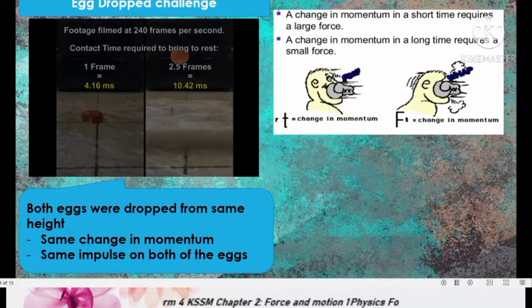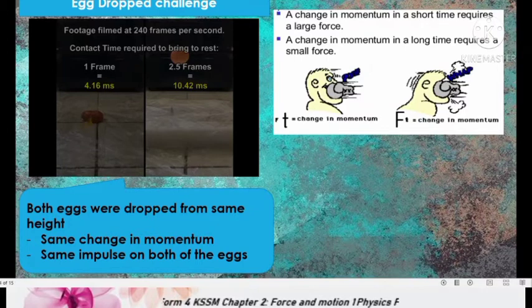Okay, so what can we deduce from this activity? Both eggs were dropped from the same height, meaning both eggs will experience the same change in momentum. When both experience the same change in momentum, it means the same impulse on both of the eggs. What factor affects impulse?